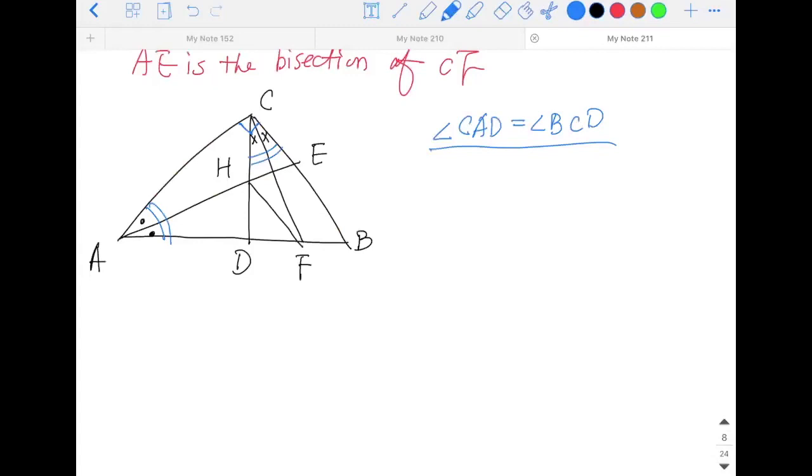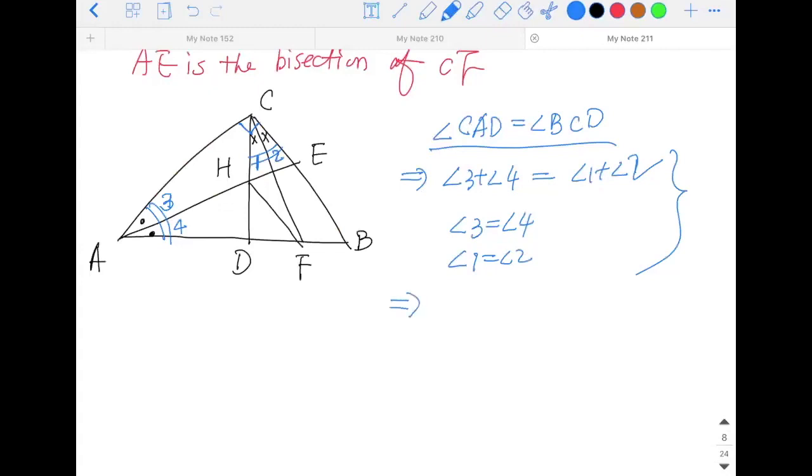So that being said, I'll give you a name: angle 1, angle 2, angle 3, angle 4. So that being said means what? CAD is angle 3 plus angle 4 equals to BCD, angle 1 plus angle 2. Angle 3 is equal to angle 4, right? Angle 1 is equal to angle 2 due to our bisector. So angle 1 equals angle 2 equals angle 3 equals angle 4, right? This is what we already proved.